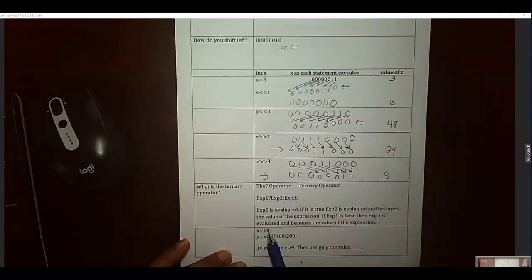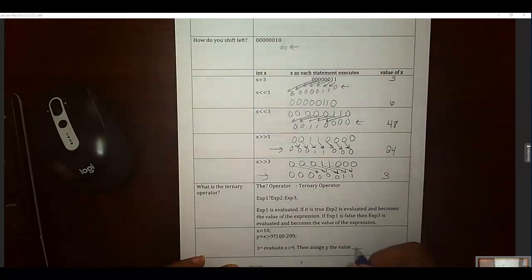Right here, we have assigned the value of 10 to x. And we're trying to figure out what value we will assign to y. So the ternary operator is the question mark, because you're trying to figure out, am I going to take the first expression or am I going to take the second expression? Okay, so x greater than 9. Well, 10 is greater than 9. So that makes this expression true. If this expression is true, then we pick the second expression to be the value we assign to y. So 100 is assigned to y.